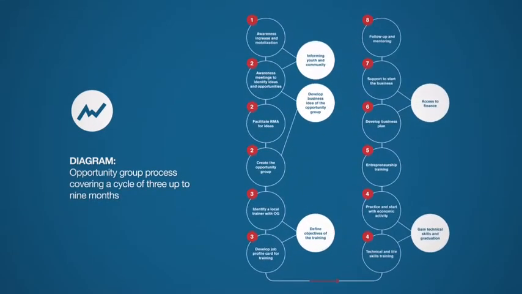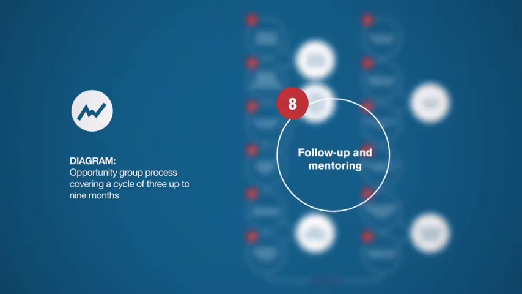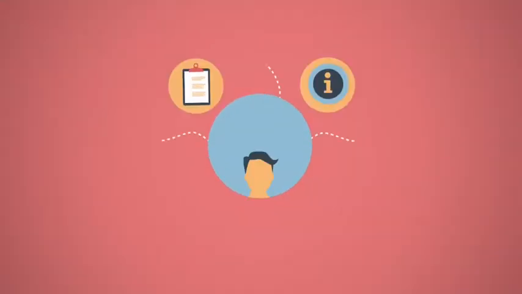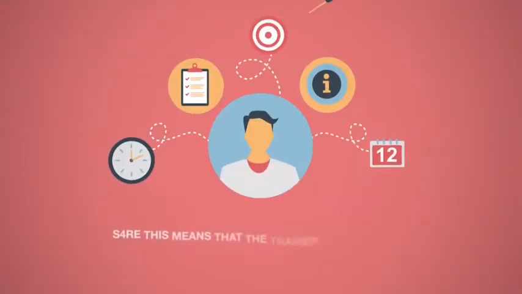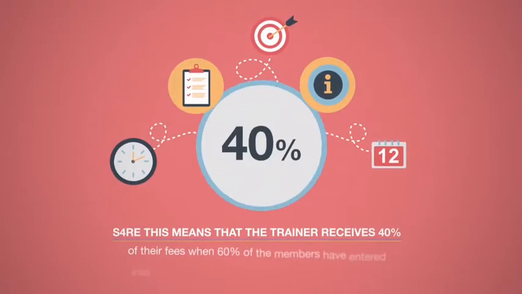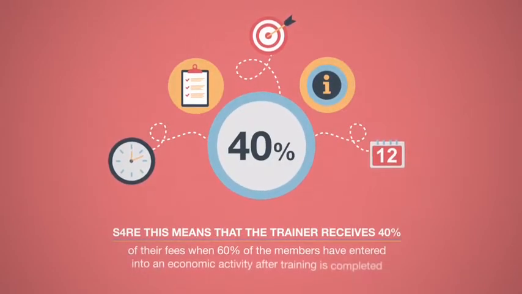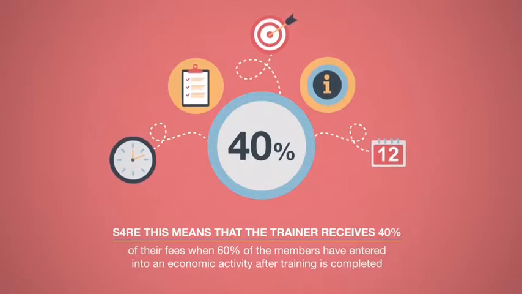To ensure trainings result in actual employment opportunities, the Opportunity Group approach follows an outcome-based contract system with training providers. In practice, for S4RE, this means that the trainer receives 40% of their fees when 60% of the members have entered into an economic activity after training is completed. After training completion, training providers engage in mentoring the groups and ensure the employment outcome of the training, meaning they advise the groups, help them further build the network and linkages within the sector.